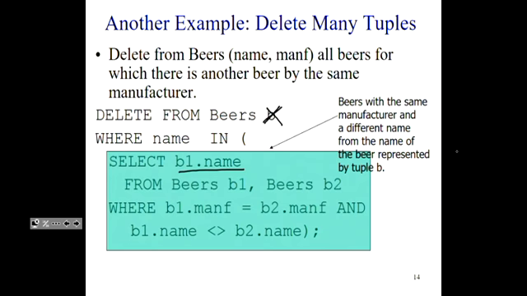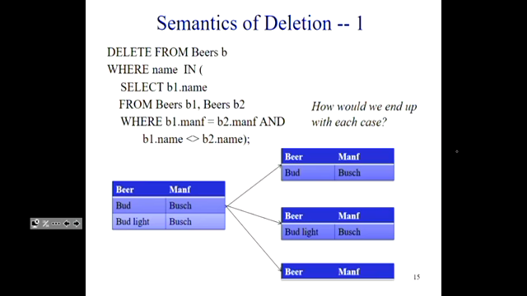Okay. So let's talk about what happens when deletion occurs. In this case, I am deleting all of the tuples such that there's another beer by the same manufacturer. This can lead to unintended consequences depending on what rule I adopt for deletion. So, let's say I have this relation to start off, just two tuples, one corresponding to Bud and one corresponding to Bud Light, and I want to delete once again all the tuples where there is another beer by the same manufacturer.